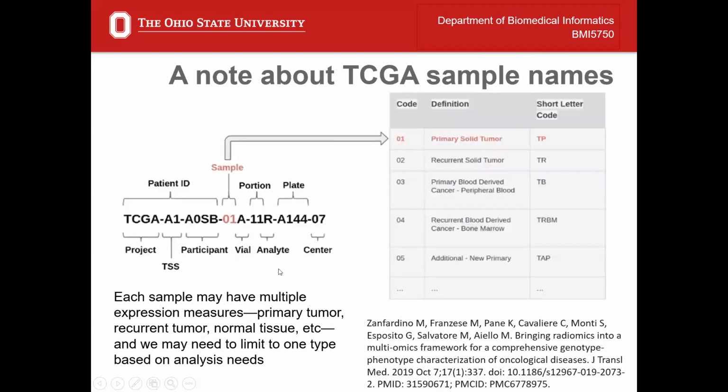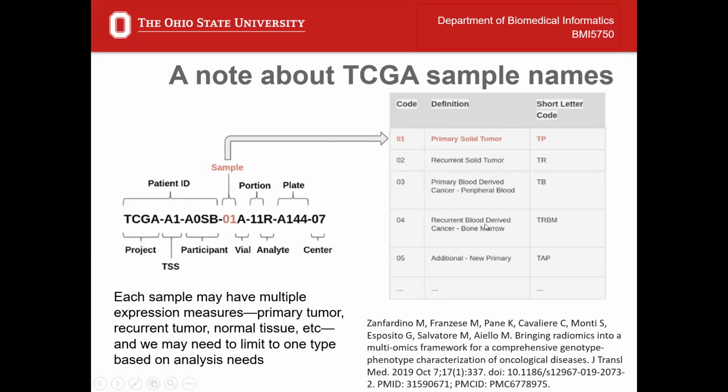Each TCGA sample is a combination of barcodes. The first 3 parts of the barcode make up the sample ID. So sometimes you'll just see that sample ID as the barcode for the patient. Then sometimes you'll see more parts of the barcode if it's relevant. The main part you have to be careful with is this sample part. The 01 tells us that this barcode belongs to a primary tumor.